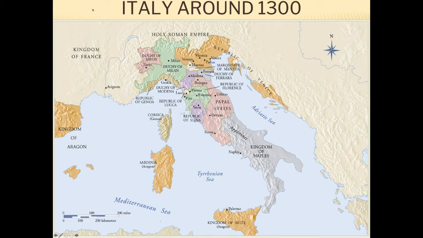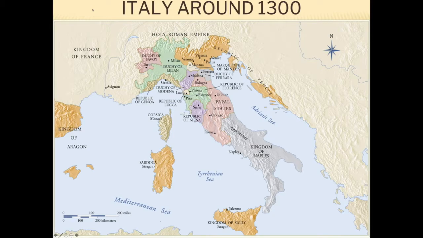Italy in the Middle Ages was broken up into a bunch of city-states. Each of these city-states is independent. They had their own form of government and their own leaders, some dictatorships, some of them military dictatorships, some of them democracies.